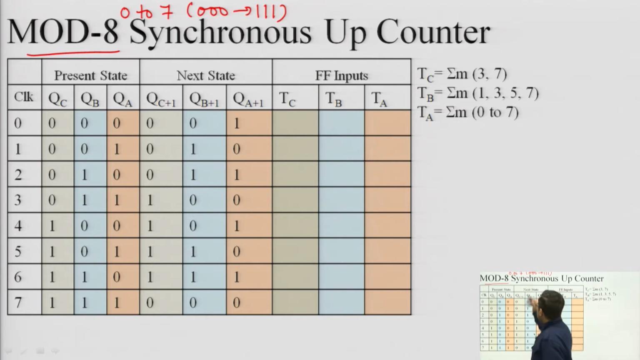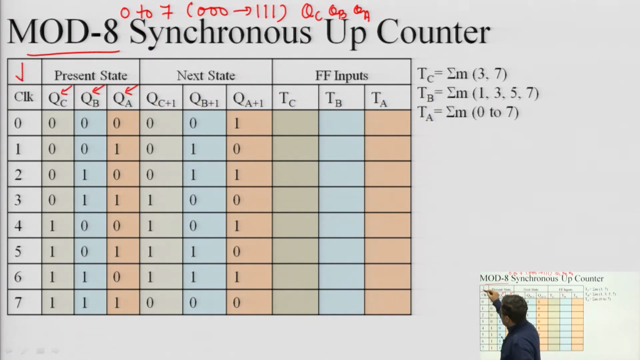Okay. So, this 0 to 7, that means 000 to 111, that means 3 flip flops are going to be used. So, if again we use the count flow as QC, QB, QA as we have used for the asynchronous counters. So, I am using here QC, QB and QA. This is the present state, and this is the clock which will be used for all the flip flops.